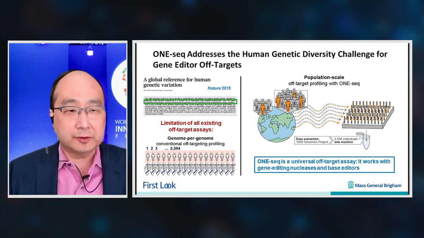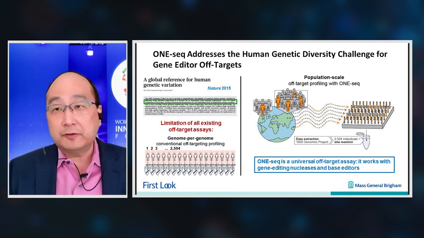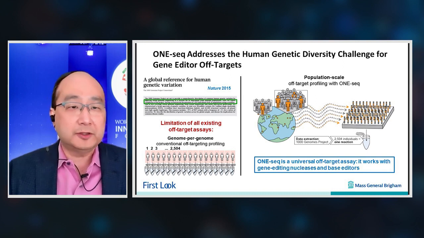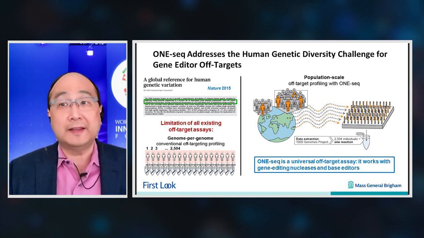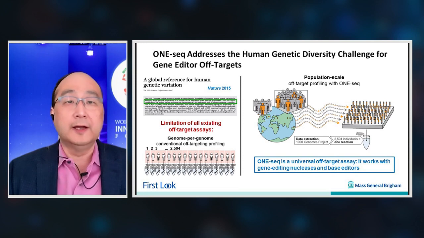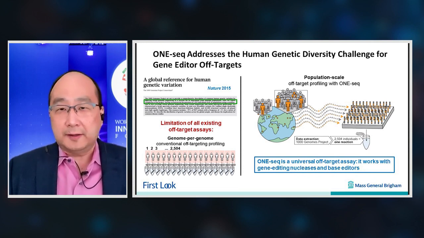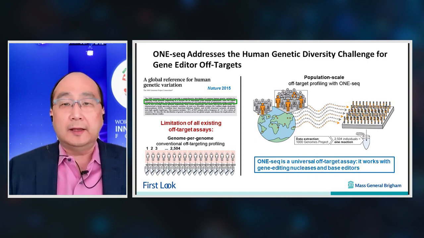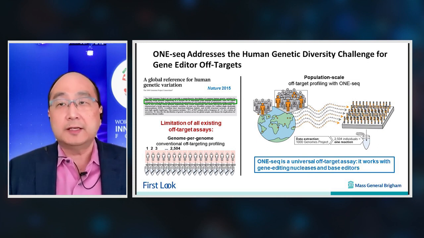So each individual goes into a single reaction tube. So if you have 2,500 different genomes, you'd have to do 2,500 assays. And again, that's for every single gene editor that you wanted to determine off targets for. So we developed a new method that we call OneSeq. And the big advantage of OneSeq is that it's designed to be able to handle the input of multiple genomes.